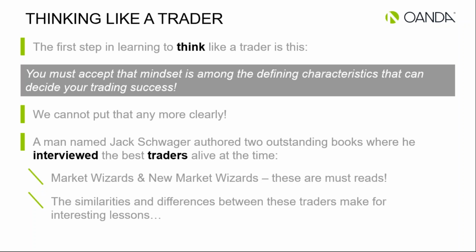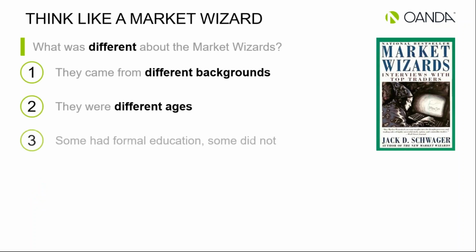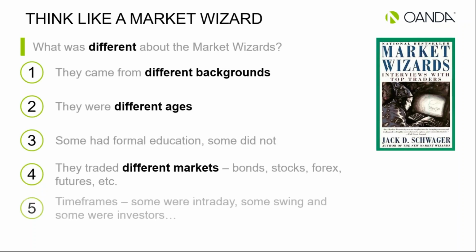Here are some of the similarities between the successful traders. There are some differences as well, but basically they make for very interesting lessons. I like reflecting on my own trading career and thinking, could I have done it any differently? Is there anything that I still need to work on? And the principles sort of teased out in these books still hold true to me even today. So what is different about those market wizards?